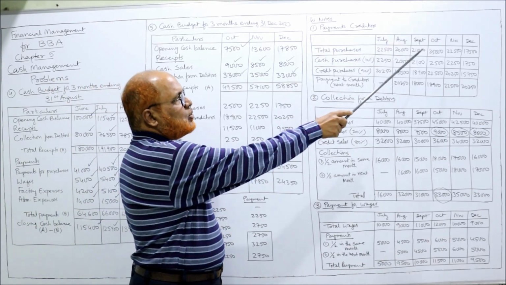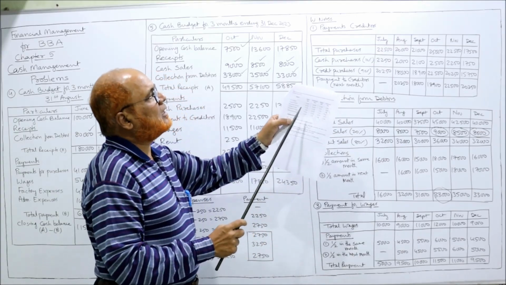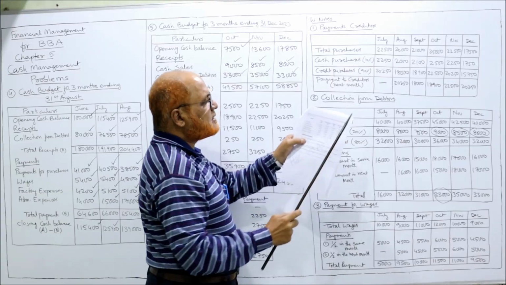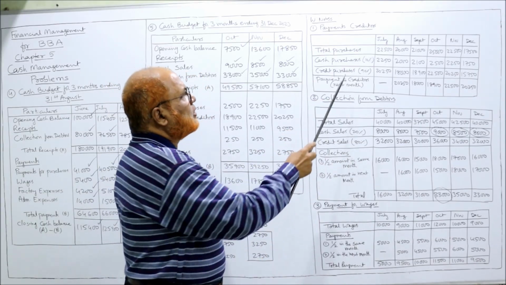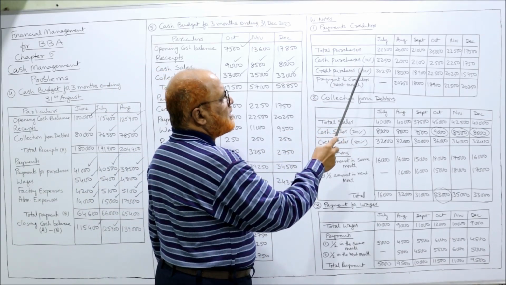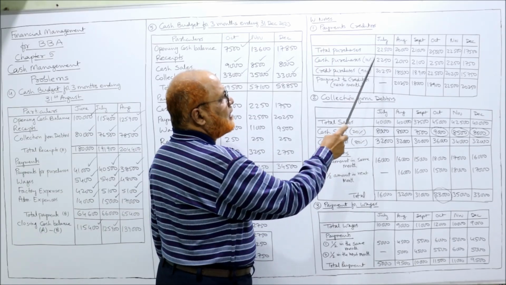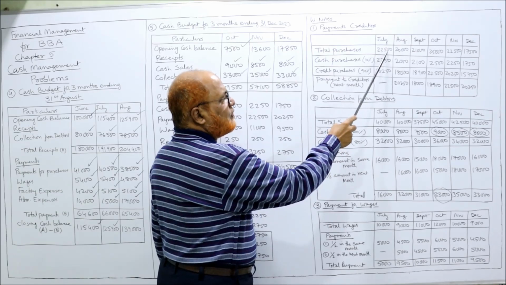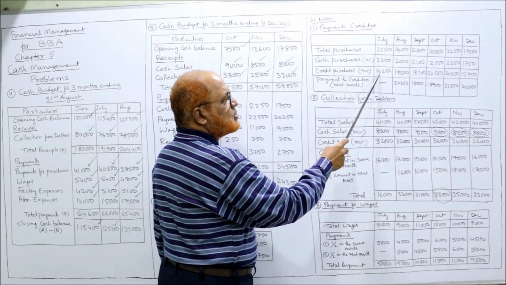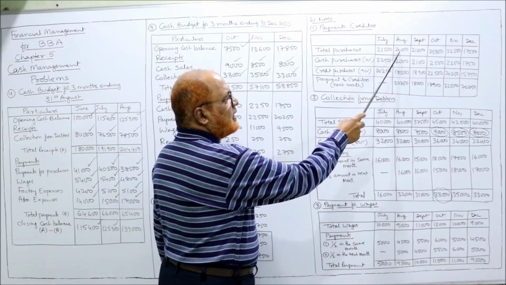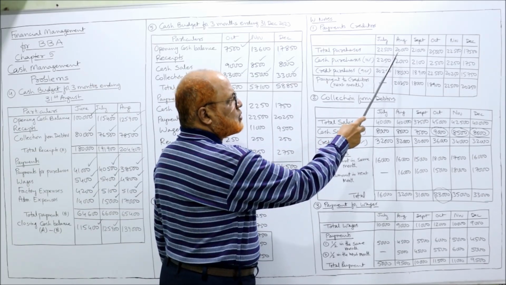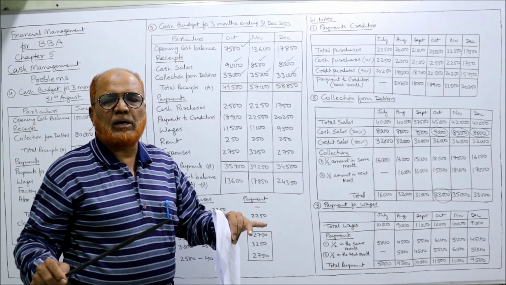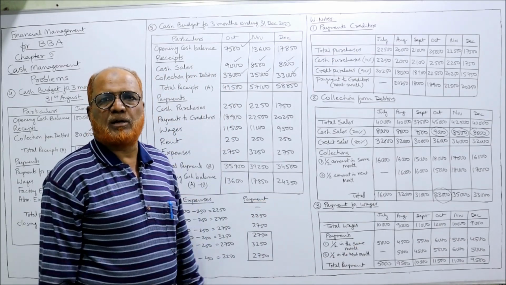So same July to December, total purchases are given in the problem: 22,500, 20,000. Now 10% are cash purchases. So we divide 10% cash purchase, 90% credit purchase. So 22,500 into 10%, 2,250. 22,500 into 90%, 20,250. Similarly, 20,000, 10%, 2,000. 20,000, 90%, 18,000. I have bifurcated the total purchase into cash purchase and credit purchase.